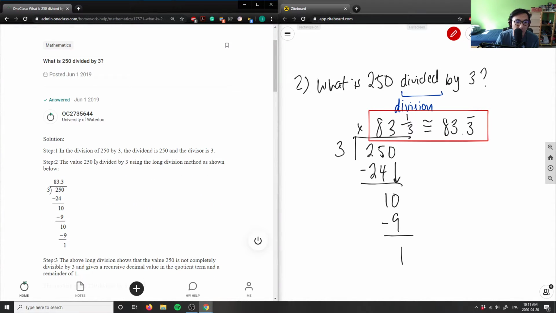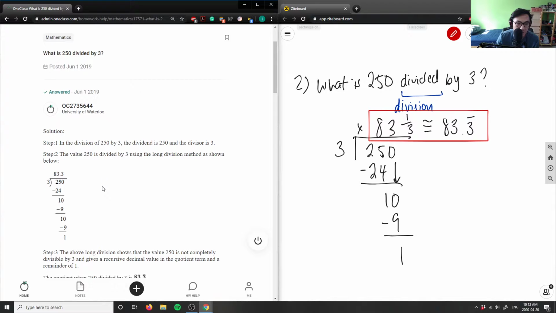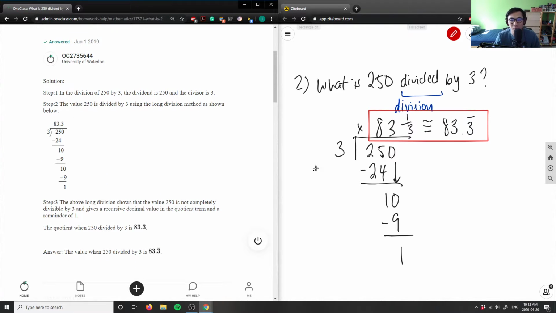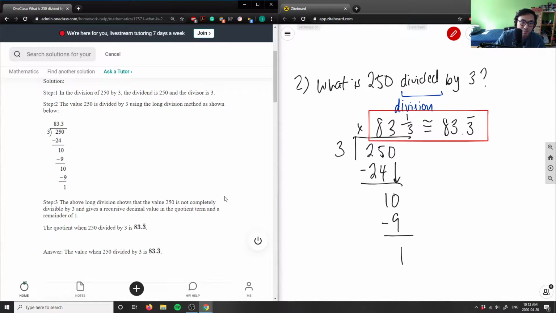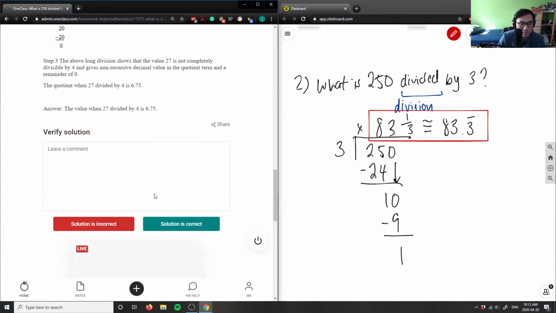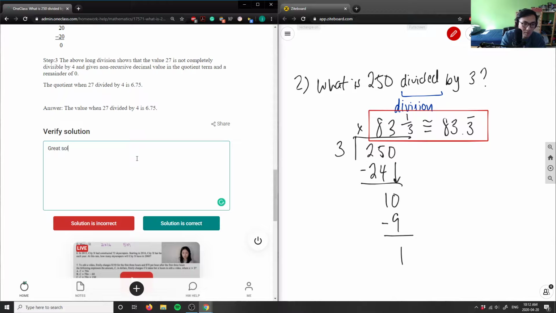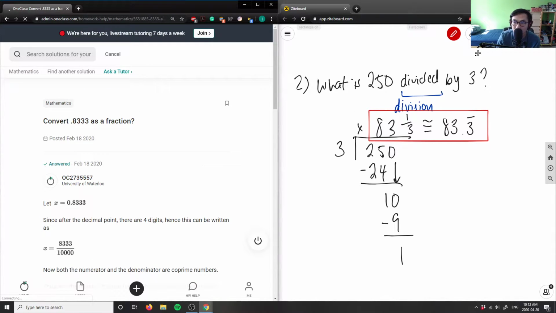So I'm going to see what they did here in the division. Yeah, they did that. They did long division. That's good. So they did the exact same thing. And the quotient is 83.3 bar, or you can say 83 and 1/3. So this solution is correct. Great solution and analysis. So a very, very easy problem for a question 2, which is always good.